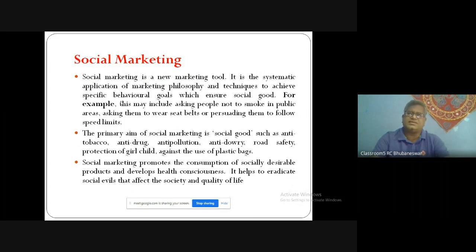Another one is social marketing. Sometimes it is also a new tool. Suppose some people ask you not to smoke in public areas or places, that is related to social marketing. Or sometimes someone focuses on persuading you to wear a seat belt or follow the speed limit. This is also for a good cause or social cause, like anti-tobacco, anti-drug, anti-pollution, anti-dowry, road safety, protection of the girl child. These types of marketing campaigns cover not only health consciousness but also socially desirable products, where awareness is created, and that is covered under social marketing.